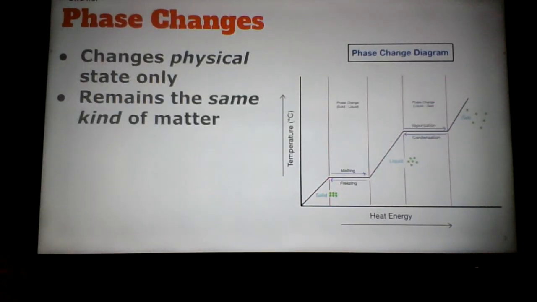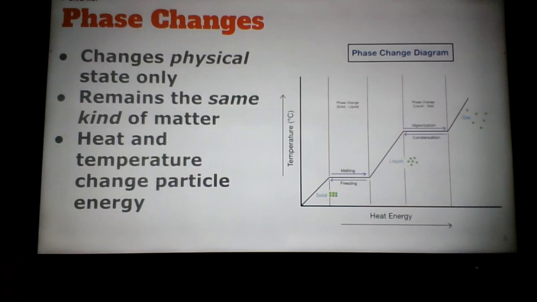But remember, all 6 phase changes are only physical changes. Whether we have H2O as a solid, a liquid, or a gas, we still have H2O. That water would not have changed into any other substance. In all phase changes, the substance remains the same kind of matter.